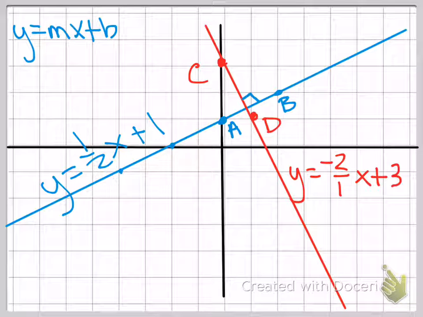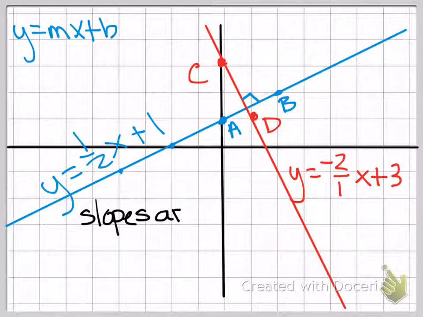Anybody notice anything? The slopes are flipped. I like it. What do you mean by flipped? Instead of the 2 being on the bottom, it's on the top. So Kelsey says the slopes are flipped because the 2 was on the bottom of the blue, but now it's on the top of the red. Does anyone remember what we call that when we take a fraction and we flip it? Correct.